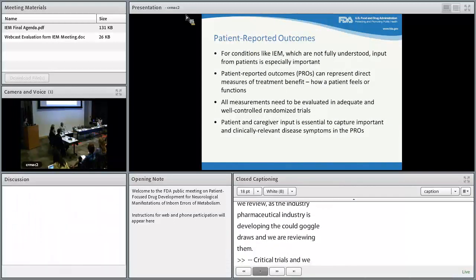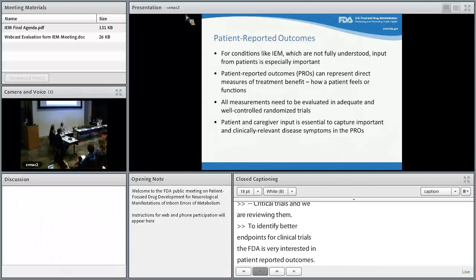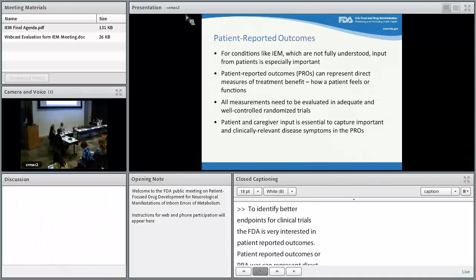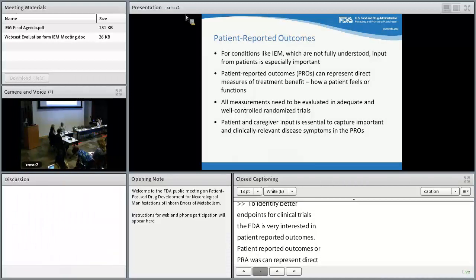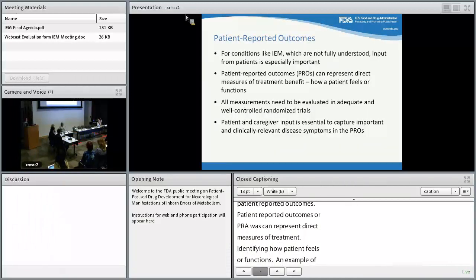Now, in order to help identify better endpoints for clinical trials, the FDA is very interested in patient-reported outcomes. Patient-reported outcomes, or PROs, can represent direct measures of treatment benefit, identifying how a patient feels or functions. An example of this might be a pain scale or a scale that measures symptoms of ADHD.